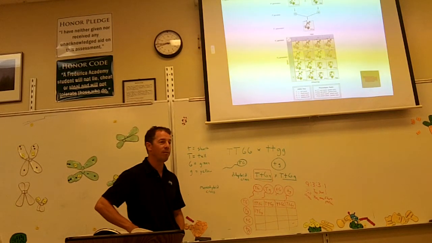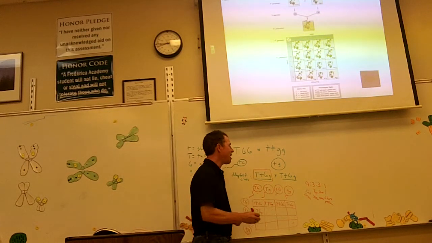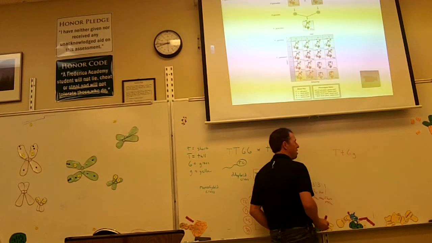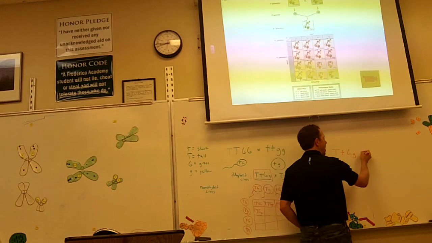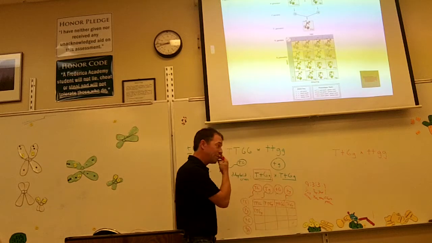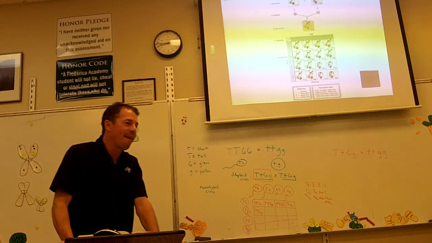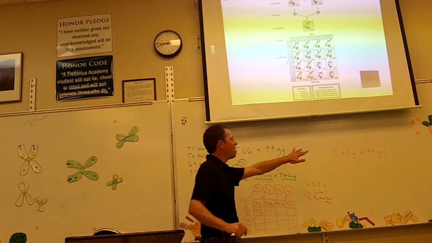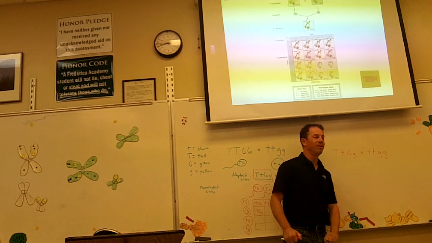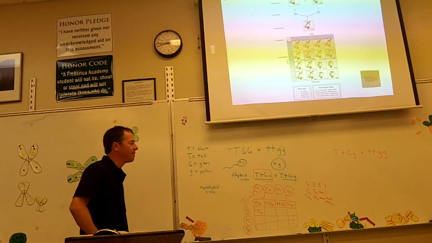So let me give you a problem that's not like this. What if I take a big T, little t, big G, little g, and I cross it with the little t, little t, little g, little g? What's going to be the ratio of the kids? I'm taking a heterozygote tall green, and I'm crossing it with a short yellow. Will it be a 50-50? You have to do a Punnett square to see.